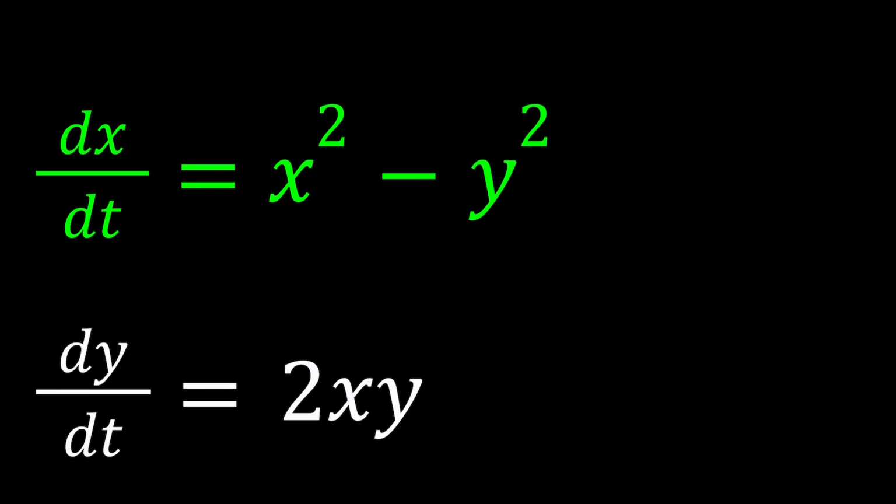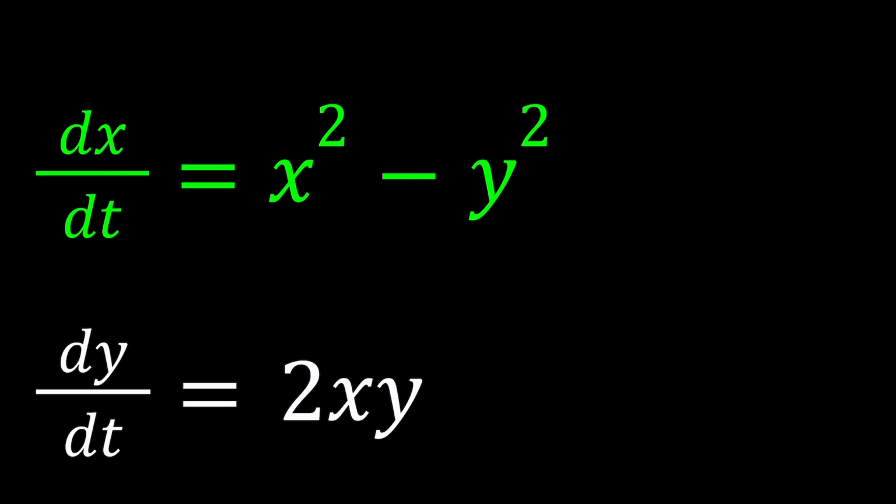So we have the system: dx over dt, which is the derivative of x with respect to t, equals x squared minus y squared, and dy over dt is 2xy. We're going to be solving this system in one way, but is there another way to solve it? We'll also discuss that. Okay, so this is a system of equations.